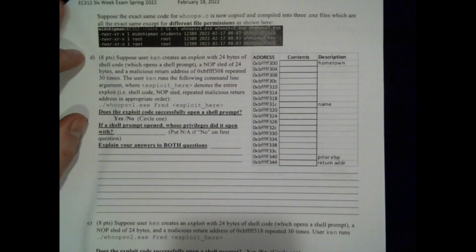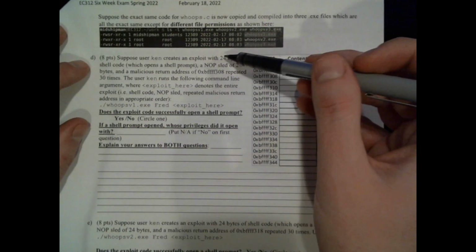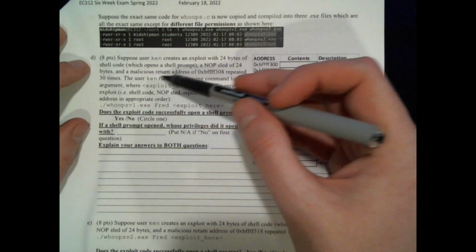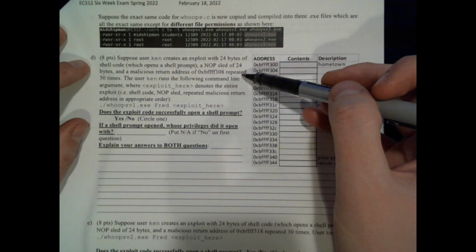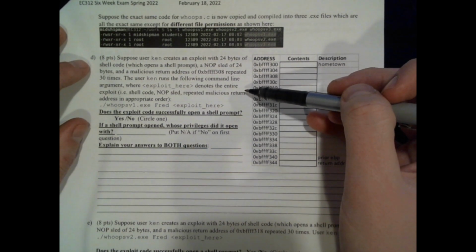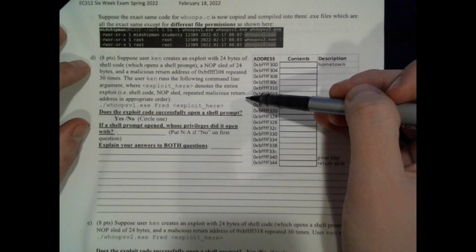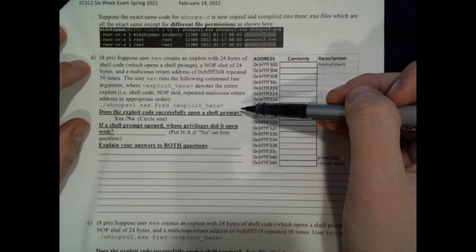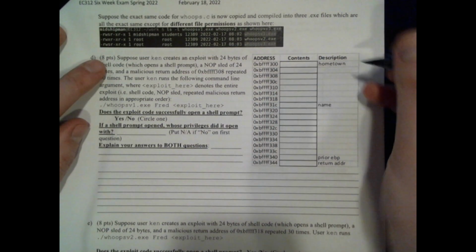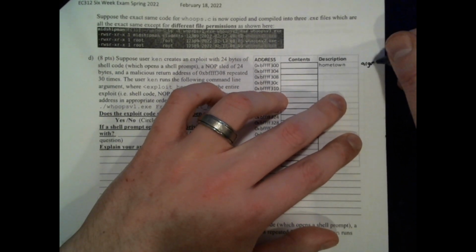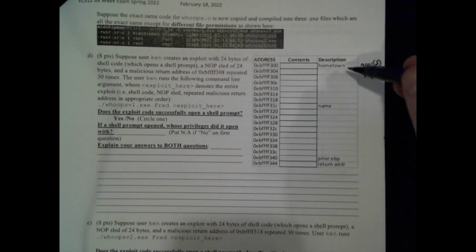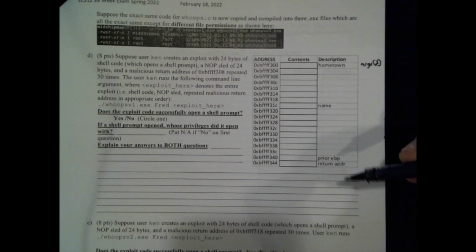So for the first one here, it says suppose user Ken creates an exploit with 24 bytes of shellcode, which opens a shell prompt, a NOP sled of 24 bytes, and a malicious return address of BFFF308 repeated 30 times. The user Ken runs the following command line argument, where exploit here denotes the entire exploit, the shellcode, the NOP sled, and the malicious return address in appropriate order. And we'll have that command line where he's putting the exploit into argv2. So keeping in mind from what we did on the first page, argv2 is going into hometown. So the exploit is going into hometown.